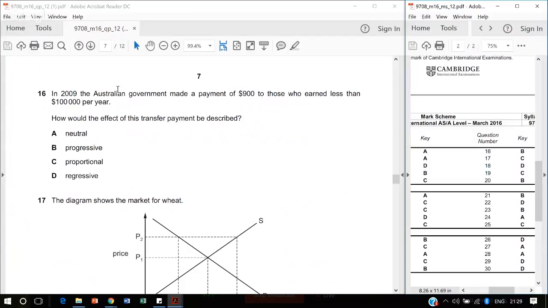Then you have a progressive taxation system, which gives the rich paying not just more proportionally, but even more. So they might pay higher rates of interest. So, for example, poor might pay 10%, and then the rich might pay 30%. So not only more at a nominal rate, a nominal figure, but also more of their total salary as well. And neutral is kind of that there's no welfare transfers. So for 16, it's clearly being targeted at the poorer people, only those who earn less than 100,000. So it's going to be B, progressive.